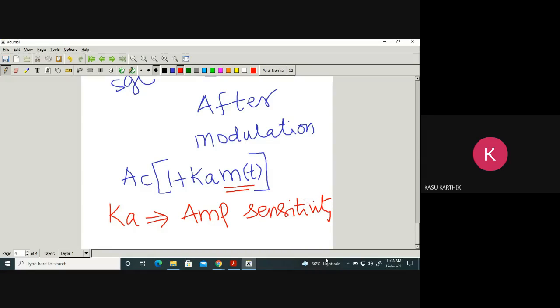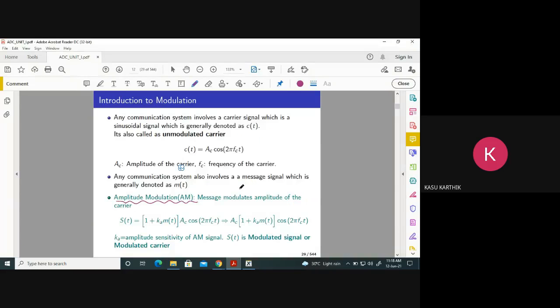Okay. Now you must know this AM equation. This is very important. S of t is (1 + Ka m of t) Ac cos 2 pi fc t. This is the final AM equation. Here Ka is called the amplitude sensitivity of the AM signal.